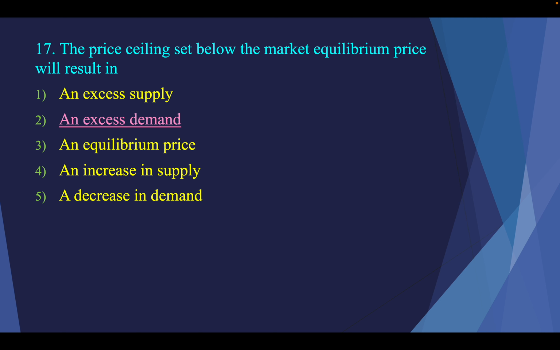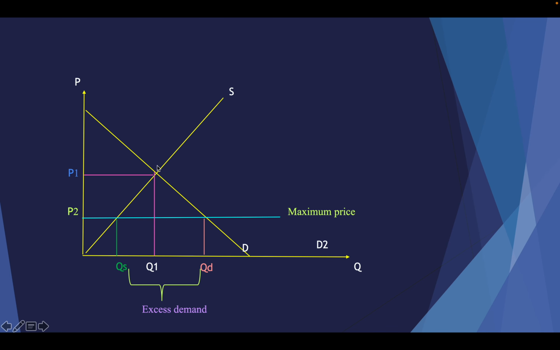Okay, then 17th question. The price ceiling set below the market equilibrium price will result in what? Children, it's easy. When you know how to draw the price ceiling, you can simply find out whether it is excess demand or excess supply. So for the price ceiling, they mention here below the market equilibrium price. So on the demand and supply curves, you can mark the equilibrium price and equilibrium quantity. Then below the equilibrium price, that is P2, this is the maximum price or price ceiling.